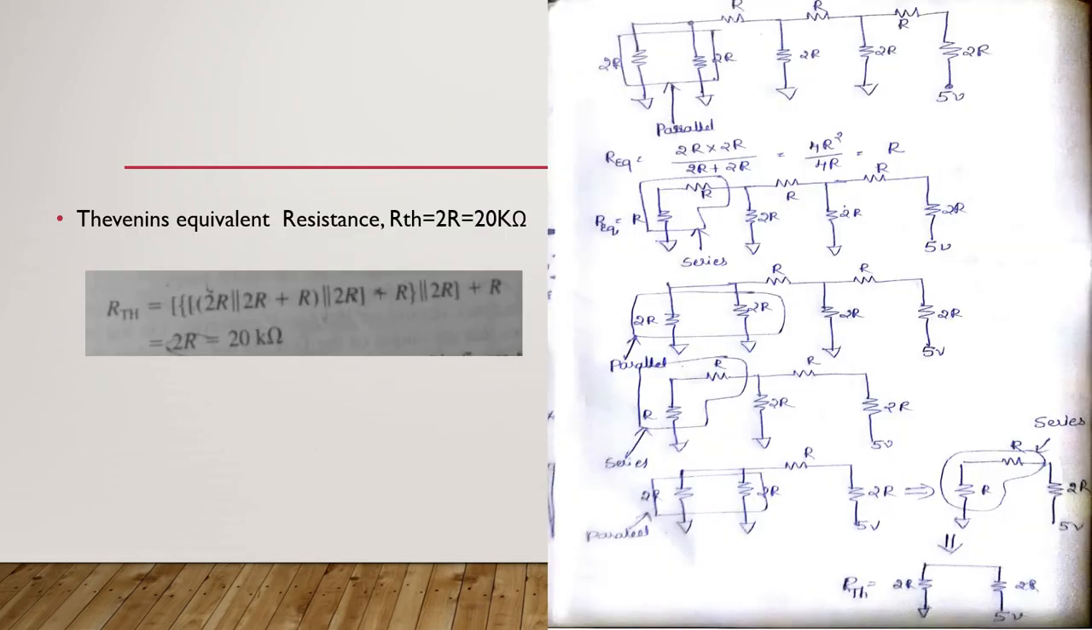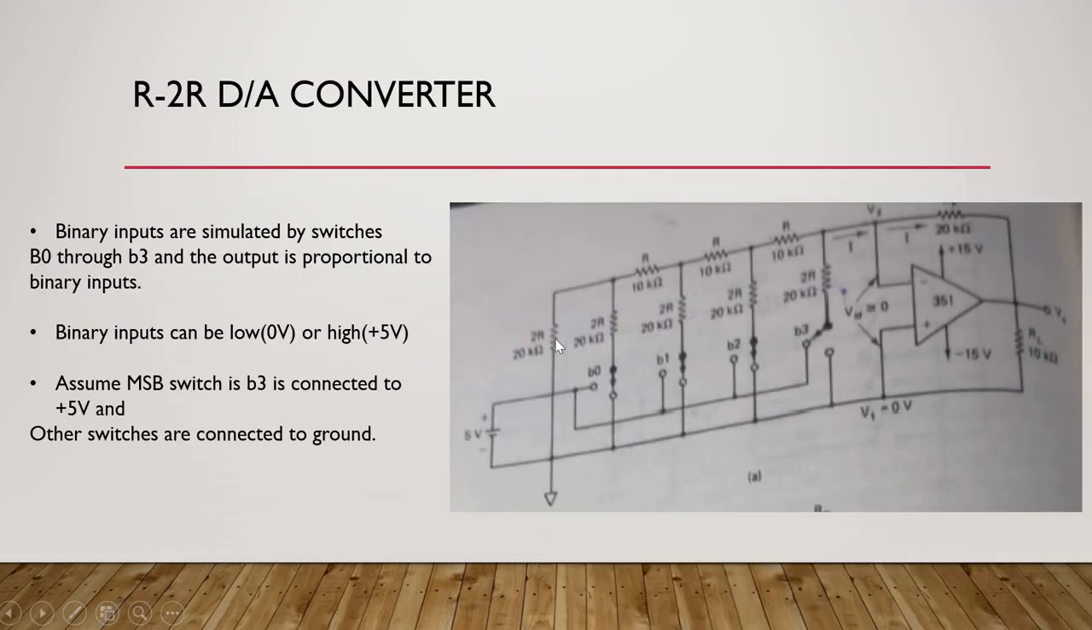See here, I have calculated this. This is the left of that node, R2R. Four different stages of R2R are there. Now this 2R and this 2R: you can see this 2R is directly connected to the ground, and parallel to that this 2R is connected.